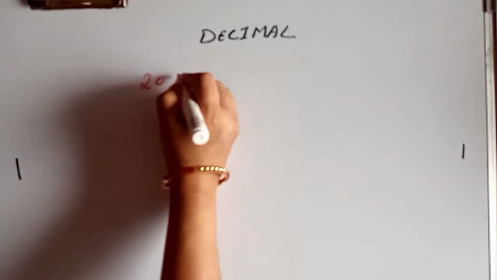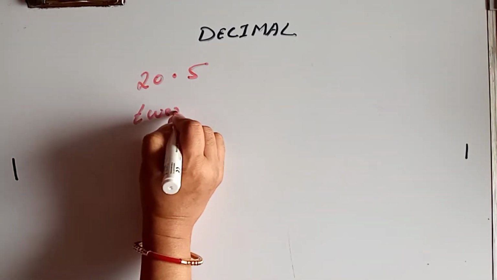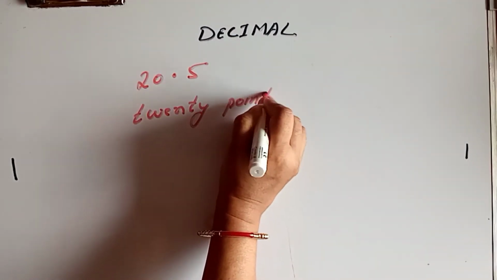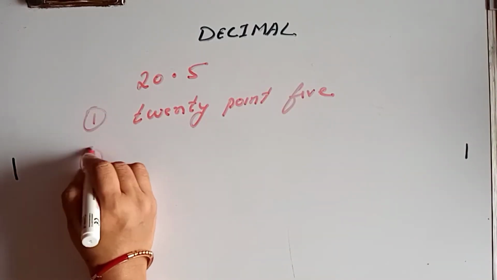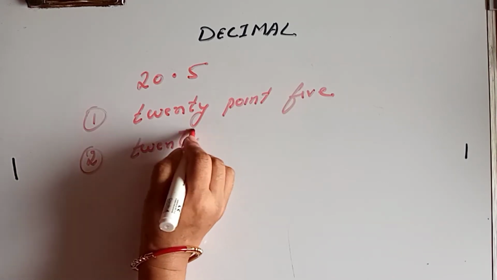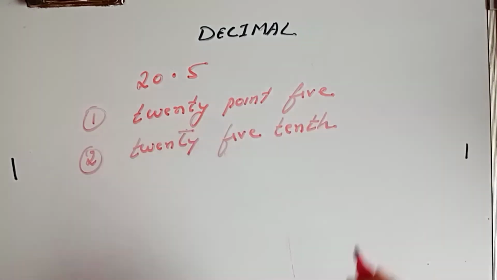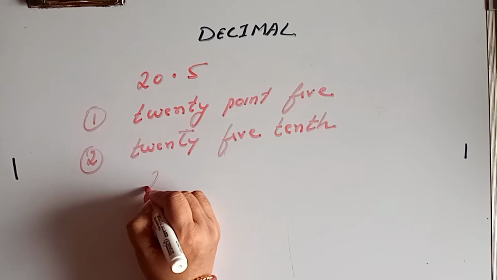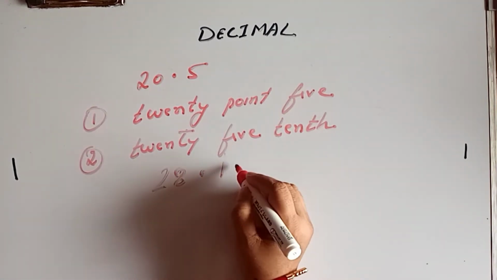Then 20.5. How will you write it in spelling, in words? So how will you write 20.5? This is the one way. This is the first way. Second way is 25/10. Okay, we will see one more example over here so that it will be clear for you. Suppose I have taken here 28.15.